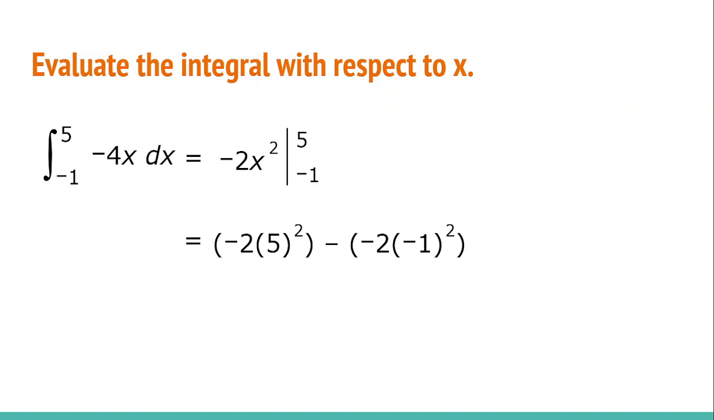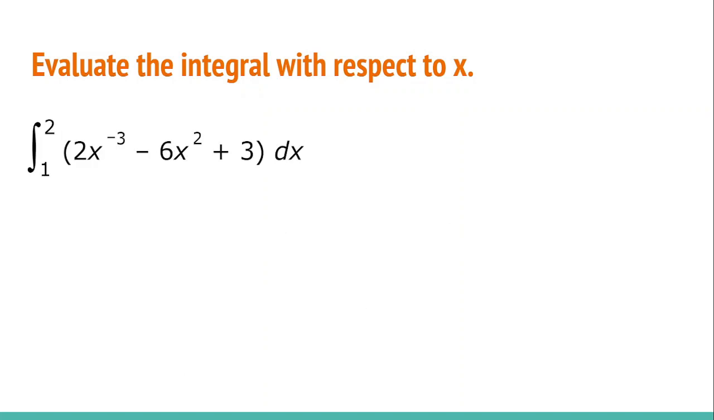Next, you substitute 5 for x and also -1 for x. Find the difference between them. You're down to -50 minus -2. Simplify, your final answer is -48.